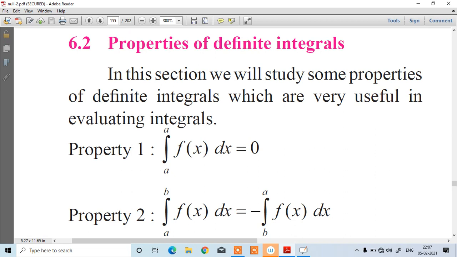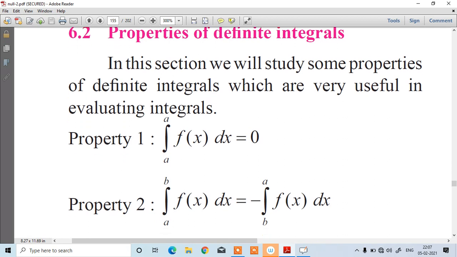See the page here. Property number 1: if the integration from a to a of f of x dx, means the lower limit is a and the upper limit is also a, and you want to evaluate the integration of f of x dx, then it will be 0. Okay, so this is a very straightforward property. When the limits are equal, then the integration is 0. Without proof we have to study this.